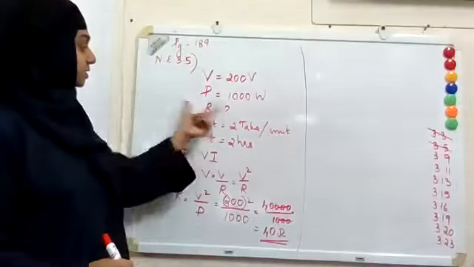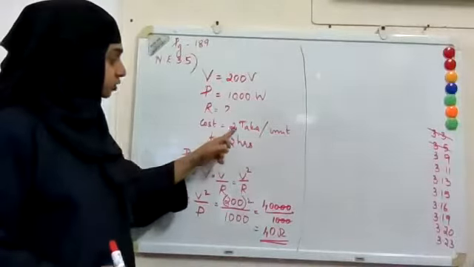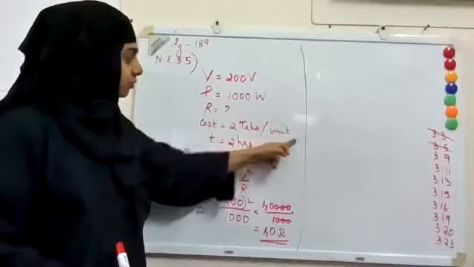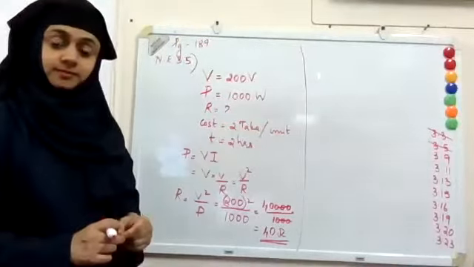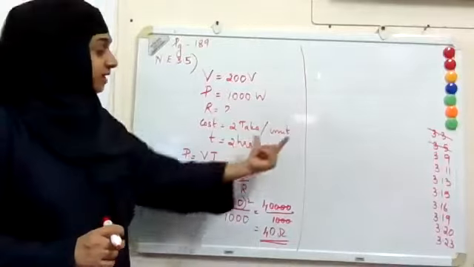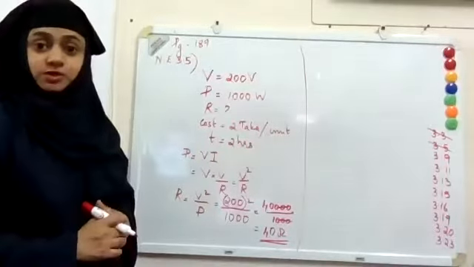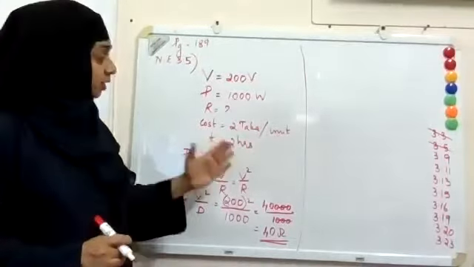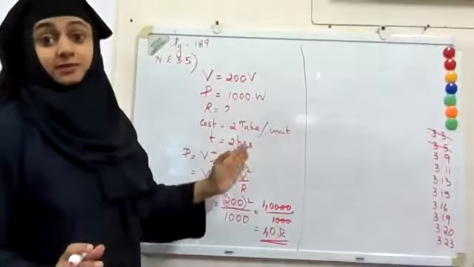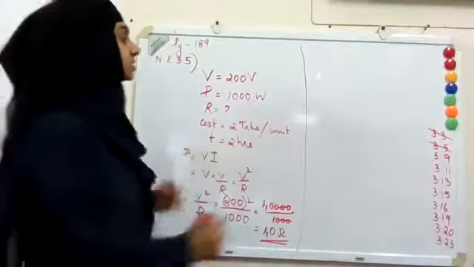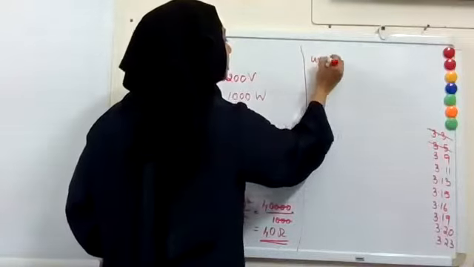So we got resistance. Now they have told 2 taka per unit. What is meant by unit here? What is the unit? Kilowatt hour. Sorry, not kilowatt per hour, kilowatt hour. The unit is nothing but kilowatt hour.